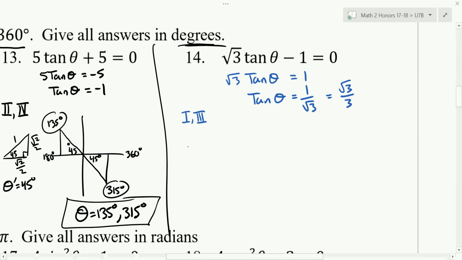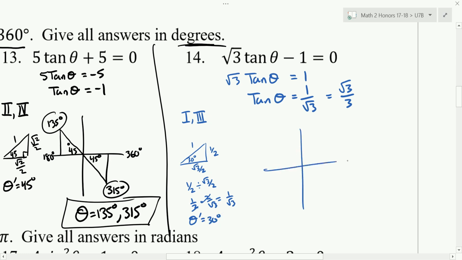You have to do a little trial and error, but if you try 30 degrees, the sine of 30 is 1/2. The cosine is root 3 over 2. And when you go sine over cosine, you get 1/2 divided by root 3 over 2, which is 1/2 times 2 over root 3. The 2's divide out, and you end up with 1 over root 3, which is what we have. And so we find that our reference angle is 30 degrees.